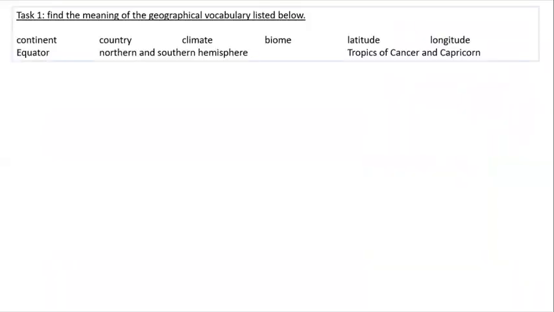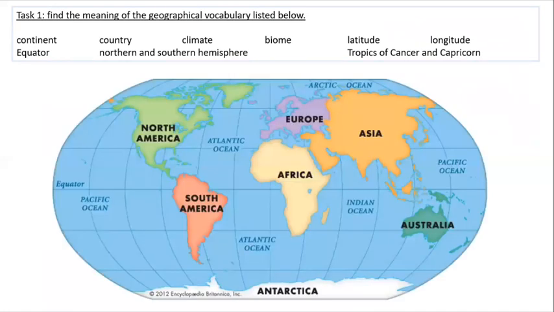So today your first task was to have a look at the meaning of some of the vocabulary that I've listed here. And hopefully I'm going to put some pictures together that will help explain some of those words to you a little bit easier. So first of all, here's a picture or a map of the Earth.